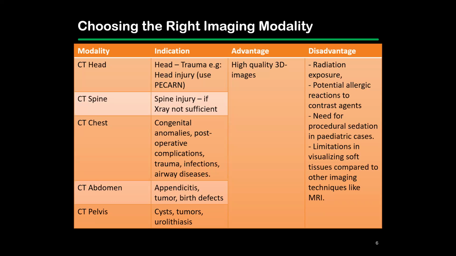You would order a chest CT for various complications around the chest, such as congenital anomalies from different causes. Maybe it's a post-operative complication, let's say from cardiac heart surgery, or patients with different infections in the lungs where the chest X-ray wasn't suggestive, so you may want to order a chest CT.